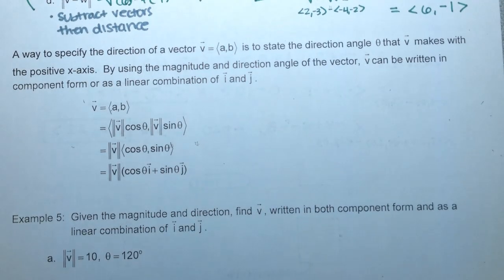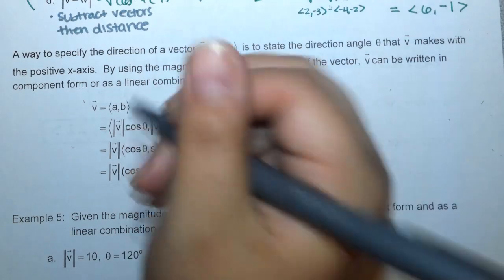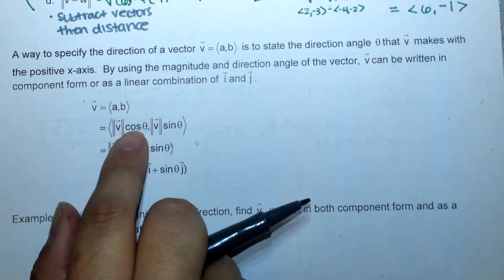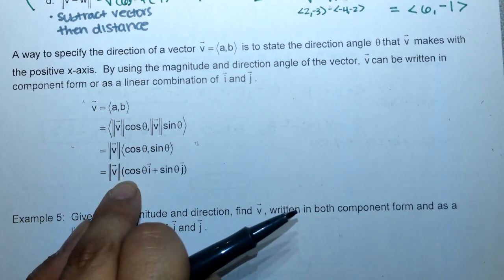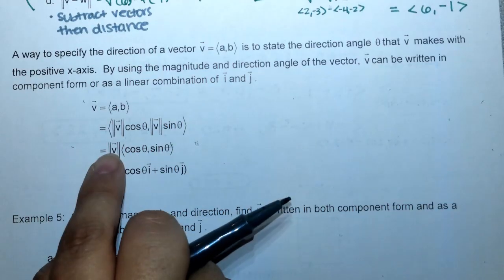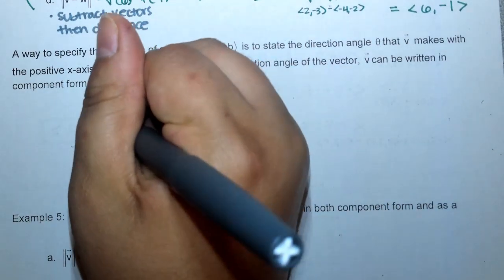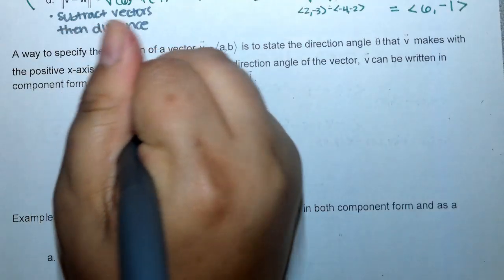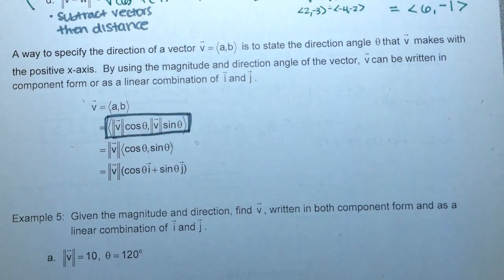A way to specify the direction of a vector v is to state the direction angle theta that vector v makes with the positive x-axis. By using the magnitude and direction angle of the vector v, it can be written in component form or in linear combination form. These are all the same things. This is component form, this is linear combination form, and this is just before you distribute it. I'm usually going to use this one right here as my formula.